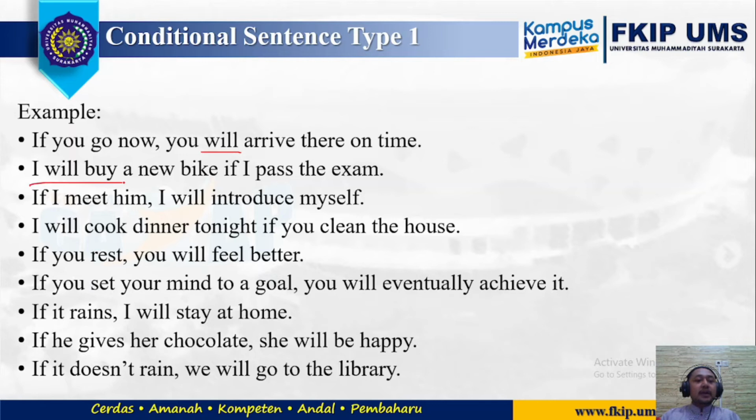Will. I will buy a new bike if I pass the exam. So the statement stated first is if I pass the exam, and I will buy is the effect of the first statement. If I meet him, I will introduce myself. I will cook dinner tonight if you clean the house. That's the example, you can read it by yourself. There are a lot of examples of conditional sentence type 1. The basic principle is we have to use present tense and also future tense, because this is the biggest possibility that is going to happen if we do something.